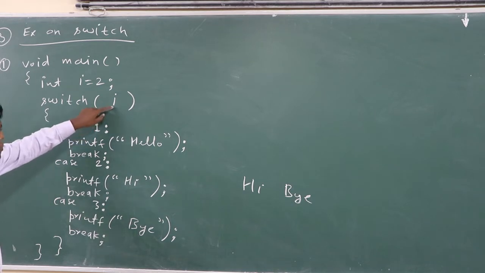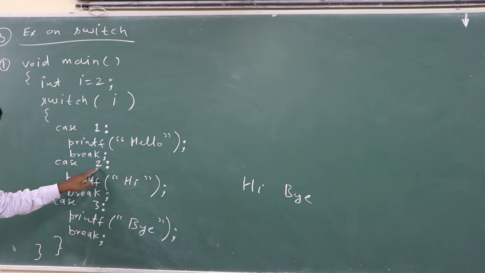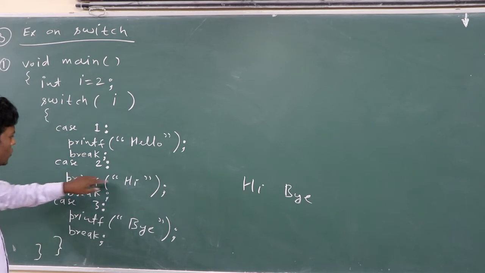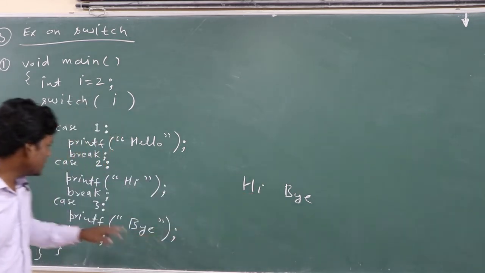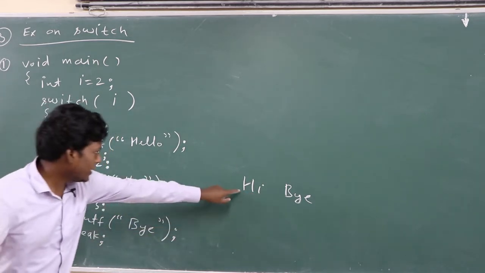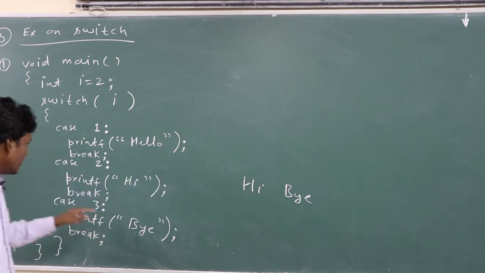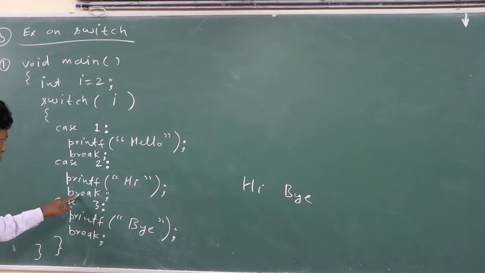This 2 is matched with 1, no. This 2 is matched with 2, yes. Means case 2 is satisfied or true. Now statements related to this case will execute. So hi is printed here, because control goes there. Here is a break. When control comes to break, it takes the control outside the switch statement.